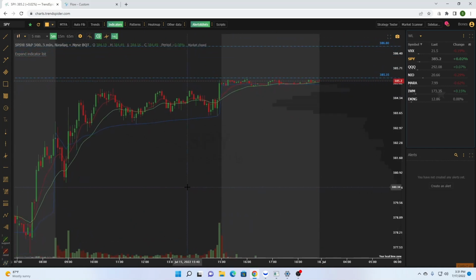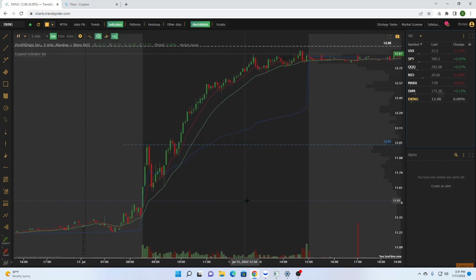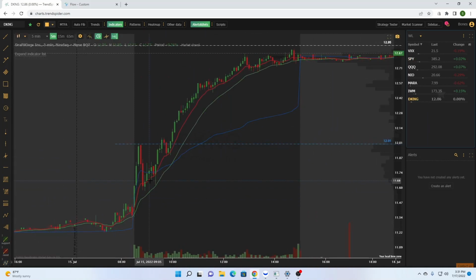Then let's look more at the chop days. See, it's a little bit harder. Our EMAs really never get any separation, so it's a bit harder there. Let's look at DKNG. Very good example, very explosive mover here from Friday. Potential for a number of entry spots.